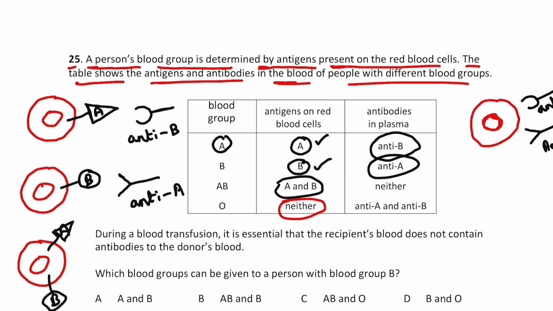If the blood group is AB, then the person has A and B antigen and neither of the antibodies. If the blood group is O, the person has no antigen and both anti-A and anti-B antibodies.